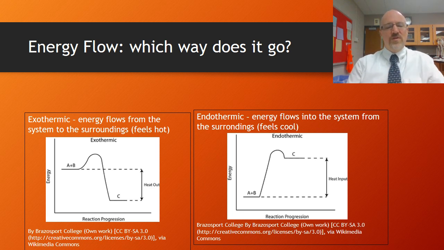So if you look, we start with some reactants. We have to put some energy in. We have to get the ball rolling. We'll talk about that later. It's called activation energy. But once that reaction happens, we end up with products that have less energy in them than what we started with. And so the heat comes out. Okay? The heat comes out.